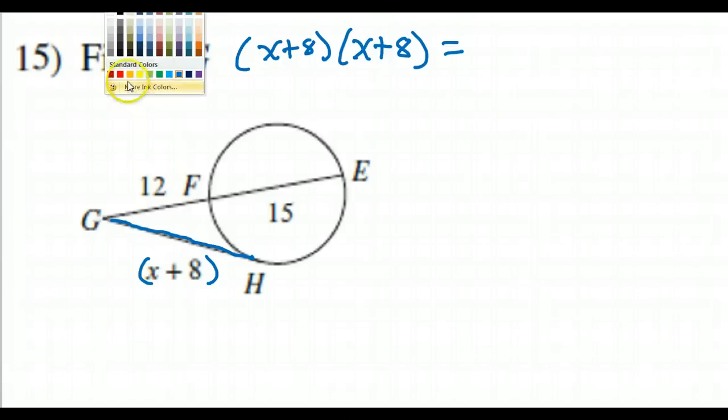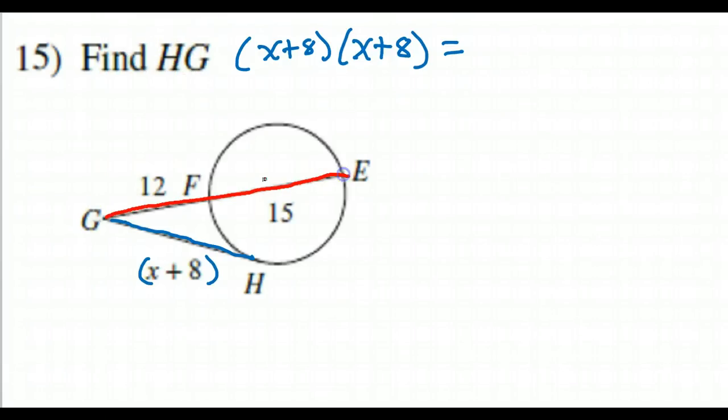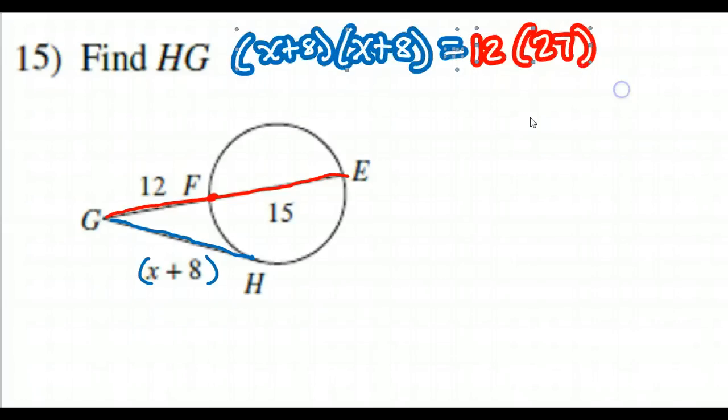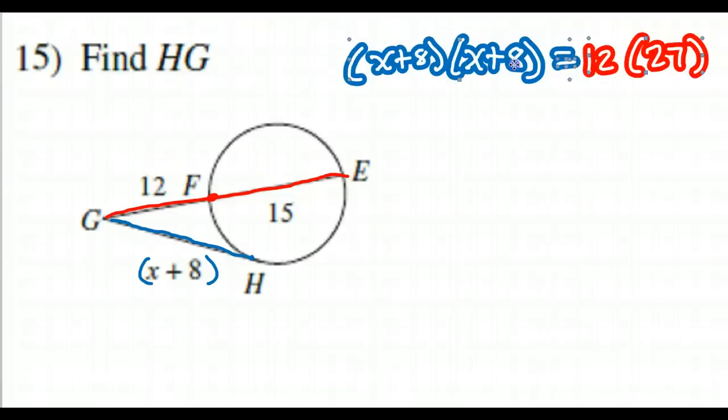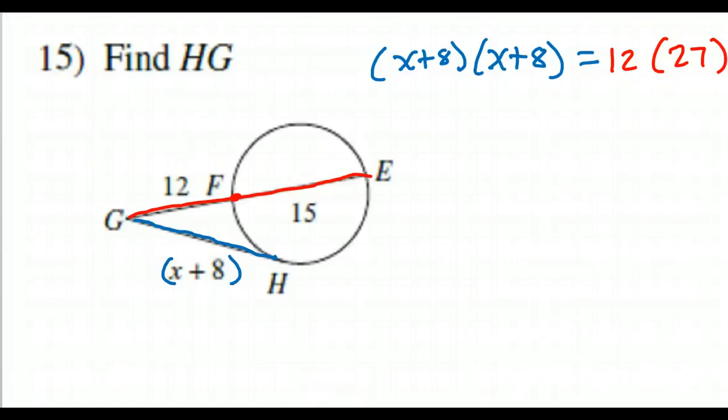Now, when I do the other part, which I will do in red, the part is 12, but the whole is 27. Okay, part and then whole. So I just have to solve this, but that won't be my answer. I will have to substitute it back in, and that will help me find HG. So let's go ahead and do this. You know what? I should move this over right now, because I need to leave space for the answer. Let me just slide that over. Okay, that's better.